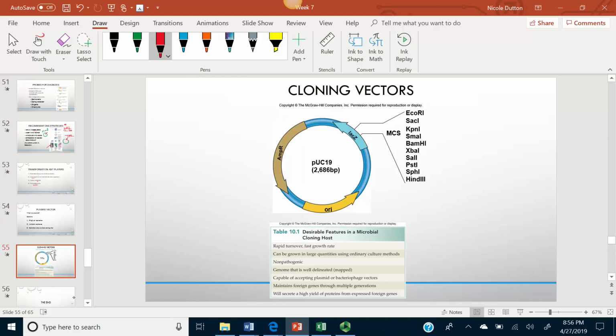So looking at this plasmid, this is pUC19. It's a commonly used vector for transformation and research. All of these different restriction enzymes can cut in this gene. There's an origin of replication where we can begin replicating this thing. And then there's a gene for ampicillin resistance.